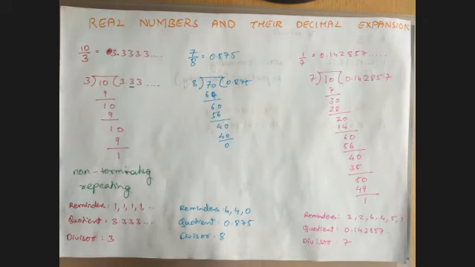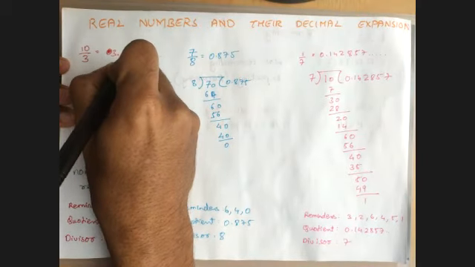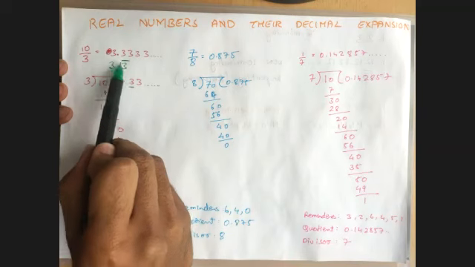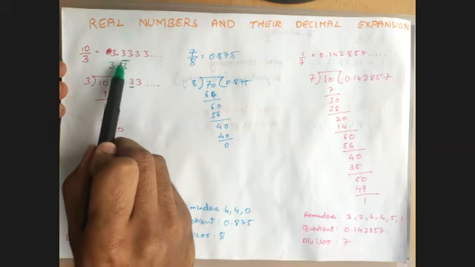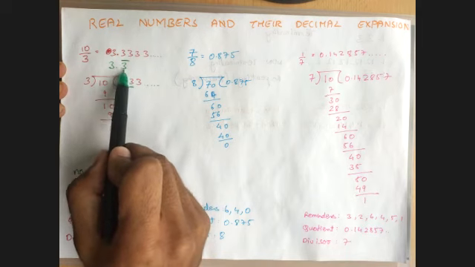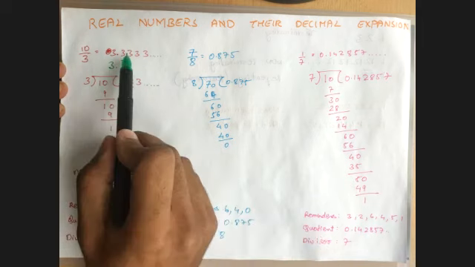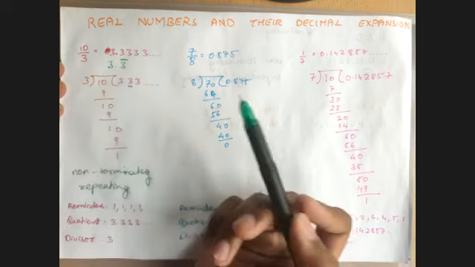And another better way to represent this is 3.3 with a dash on the top, with a hyphen on the top. What does this hyphen represent? It means the 3 keeps on repeating. So this is the number which is repeating. So we can represent this number like this also.